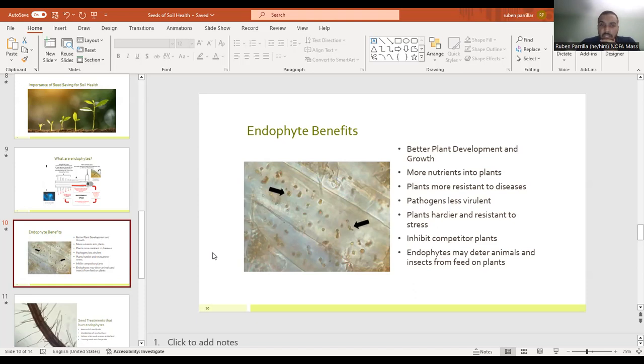So a lot of times we know that grasses associate with certain fungi. We also have mycorrhizal fungi, endo and ecto. And so these are some endophytes that we know of. But this is, again, a new technology or a new discovery. So again, better plant development and growth, more nutrients into the plants.